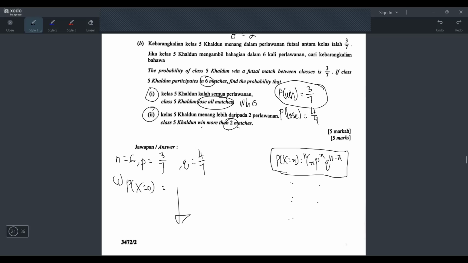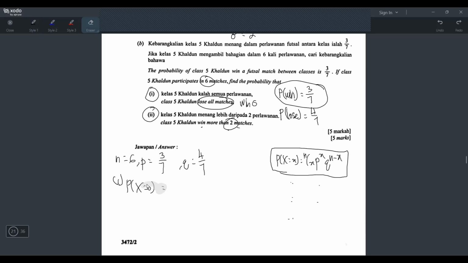Okay, if I make P and Q like this. But some students want to make 4 over 7 the P. Actually that is also possible. But if you put 4 over 7 for your P, then you have to do P(X = 6). Because when you make it 4 over 7, P means lose is success. And they say lose all. So that's why lose all means lose success means success 6 times. Okay, like that. And you will get the same answer, by the way. Both of these will give you the same answer. But I will erase all this and do it like this.